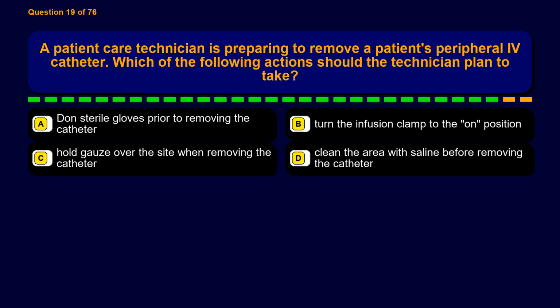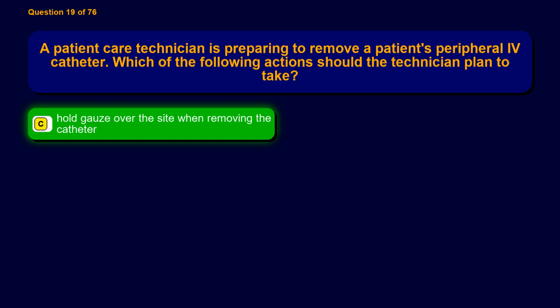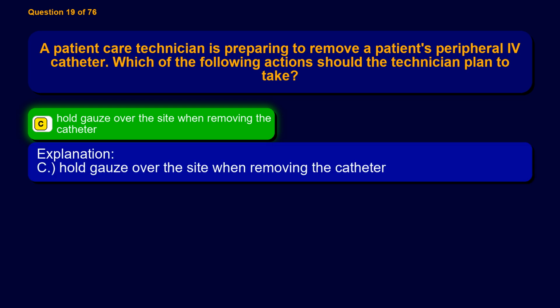Question 19. A patient care technician is preparing to remove a patient's peripheral IV catheter. Which of the following actions should the technician plan to take? Option A. Don sterile gloves prior to removing the catheter. Option B. Turn the infusion clamp to the on position. Option C. Hold gauze over the site when removing the catheter. Option D. Clean the area with saline before removing the catheter. The correct answer is option C. Hold gauze over the site when removing the catheter.